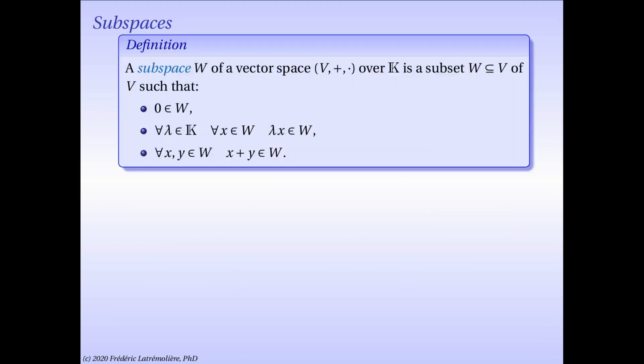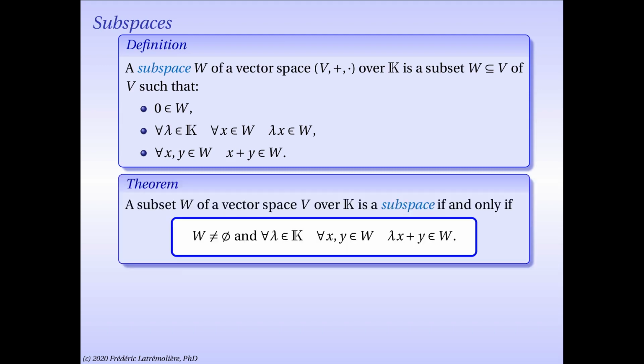A subspace W of a vector space V plus dot over a field K is a subset W of V such that the neutral element of V, the zero vector, belongs to W. For all scalar lambda and for all vector x in W, lambda times x is again in W. And for all two vectors x and y in W, x plus y also belongs to W. In other words, a subspace is a subset of a vector space which contains the zero element and is closed under both addition and scalar multiplication.